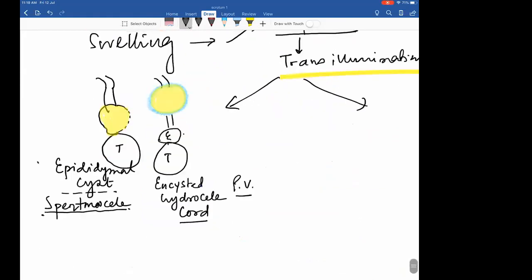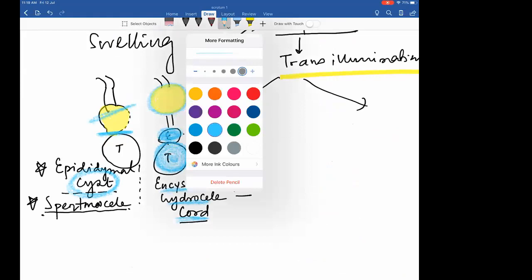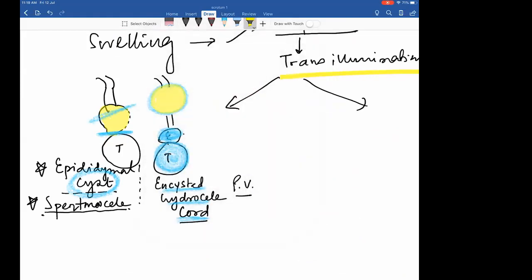So you have an epididymal cyst, you have a spermatocele, which are more or less the same. Well, there is a fine line of difference between them. But what you are required to know as an examinee is that in an epididymal cyst, you cannot distinguish between the epididymis and the cyst. Whereas in a case of encysted hydrocele of the cord, you can differentiate the epididymis below, the testes below this epididymis, and then you can also see the encysted hydrocele.